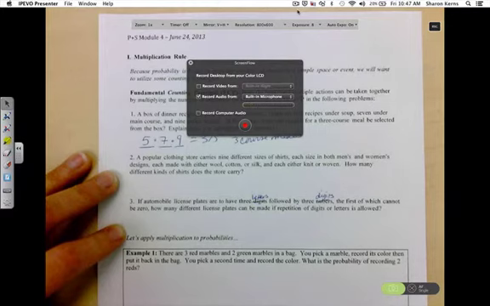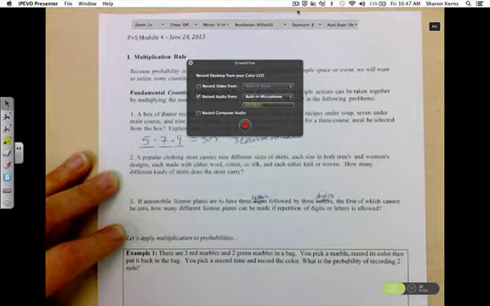Okay, number 2, a popular clothing store carries 9 different sizes of shirts, each size in both men's and women's designs, and each is made with either wool, cotton, or silk, and each is either knit or woven. How many different kinds of shirts does the store carry?